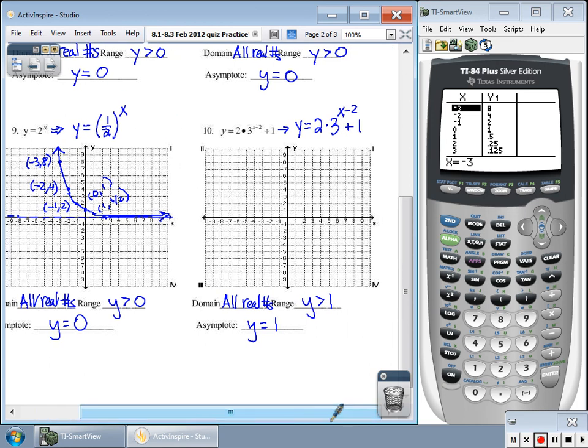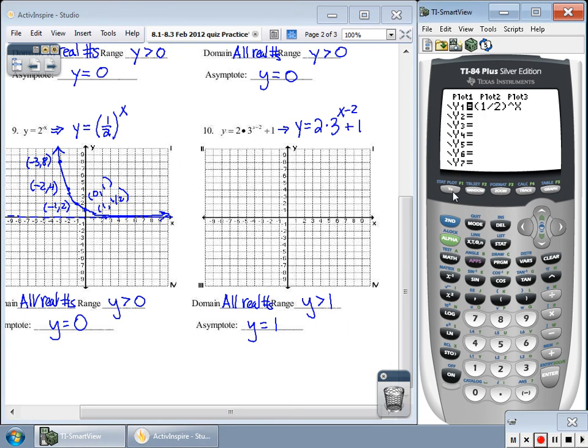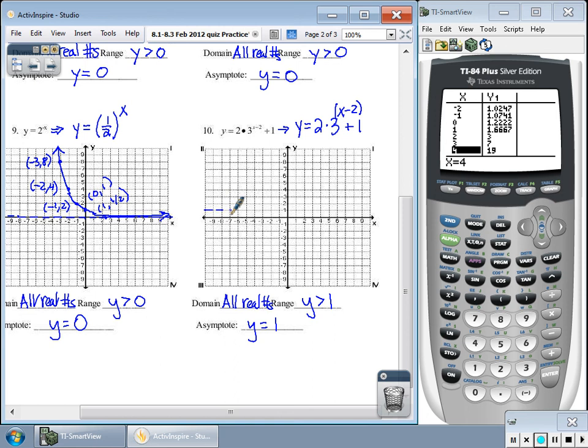Last one, y is equal to 2 times 3 caret the x minus 2, which needs to be in parentheses. Okay, you need to put parentheses around there. And then the plus 1. Don't forget the plus 1. That's important. And so here's our table of values. Y equals 1 is our horizontal asymptote. So the horizontal asymptote, which has been on the x-axis for the other 3 problems, now gets shifted up.